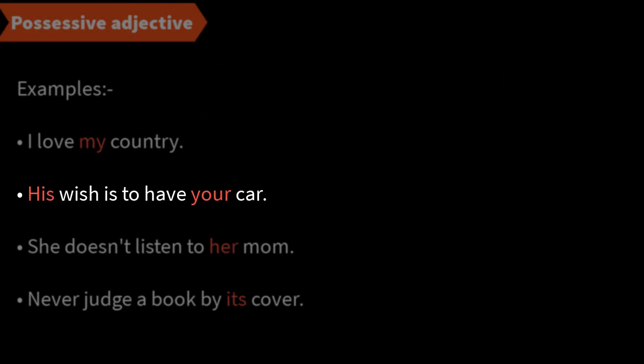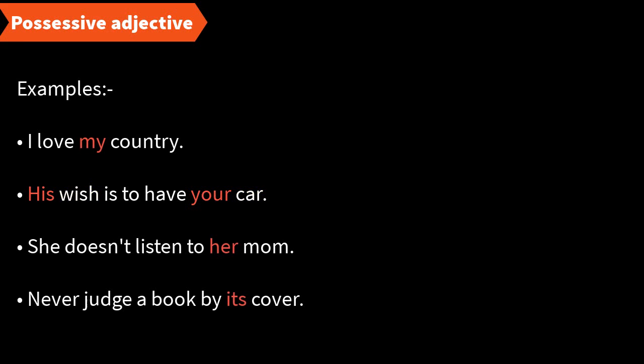Look at the second example. His wish is to have your car. His wish is to have your car. What is the possessive adjective here? We got two possessive adjectives here, his and your. And after these two words, we have a noun, wish and car. His wish, your car. So his is modifying the noun wish and your is modifying the noun car. His wish, wish that belongs to him, car that belongs to you, right? So that's how these words are working as adjectives.